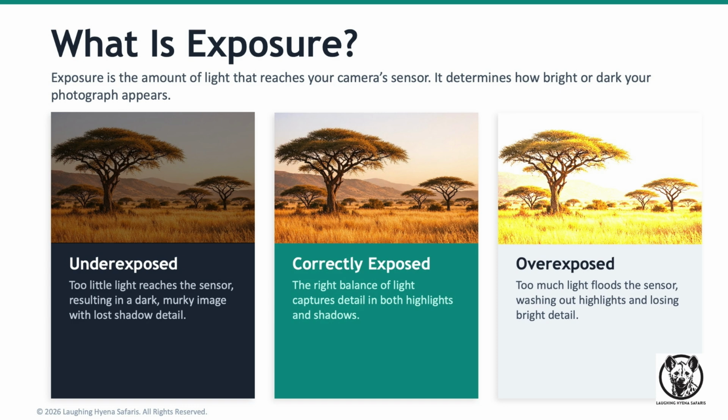The sweet spot in the middle is what we're always aiming for, a correctly exposed image where you can see detail in both the bright and dark areas. Take a look at these three examples. Notice how the correctly exposed one in the middle has that nice balance? That's what we're learning to control.